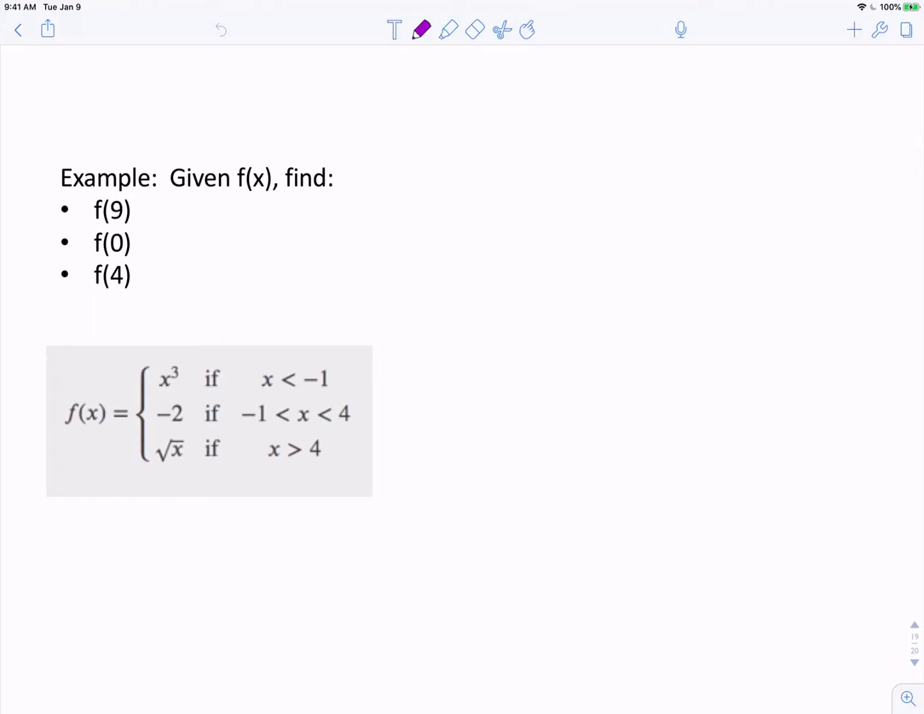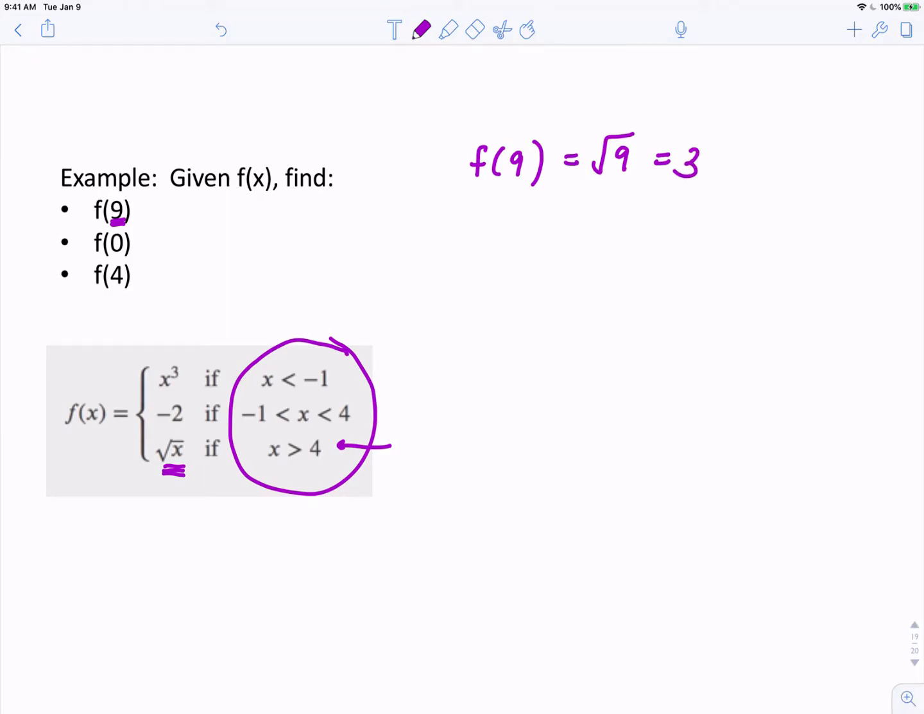When you're evaluating a piecewise function, the first thing you have to decide is in which area of the domain does my input variable lie? And so here we're inputting the number 9, and notice that the number 9 is greater than 4. And so the rule that we'll be applying is f of x is equal to the square root of x. So to evaluate f of 9 would be equal to the square root of 9, or in other words, 3.